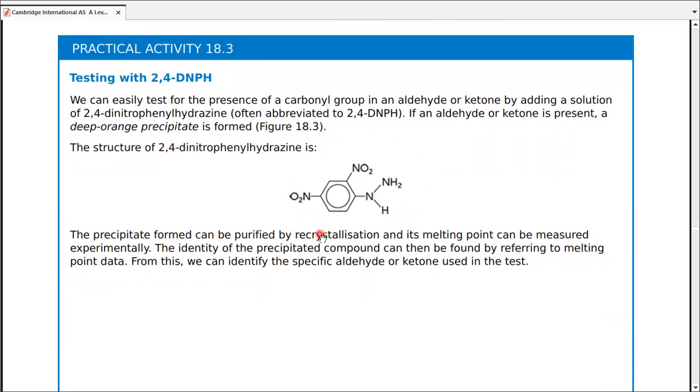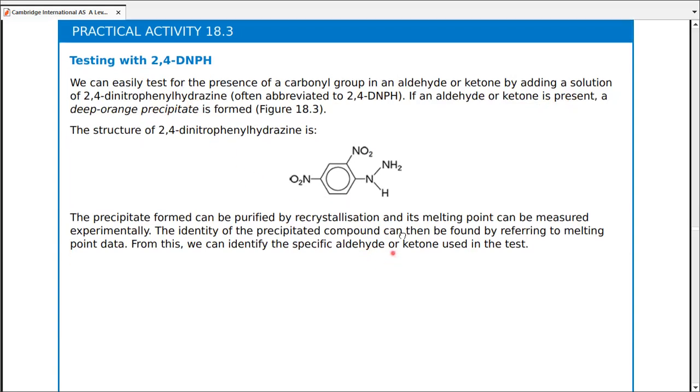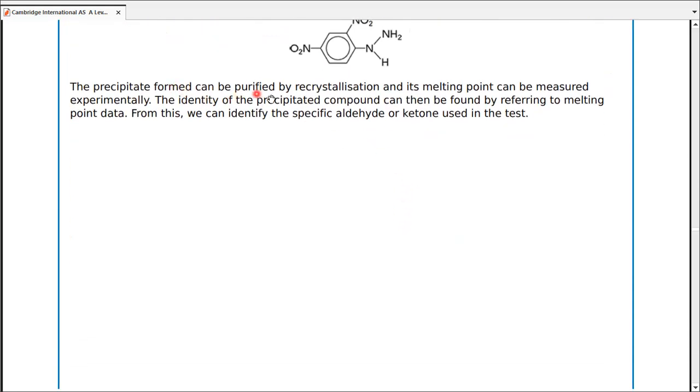Okay, so now we have a practical activity to explain the same thing, 2,4-DNPH testing with, this time we probably will use, what are we using over here? An aldehyde or ketone. They haven't specified anything. Now, if an aldehyde or ketone is present, a deep orange precipitate would form. If not, no precipitate would form. Now, the precipitate formed can be purified by recrystallization. Its melting point can be measured experimentally. The identity of the precipitated compound can then be found by referring to the melting point data, and this would give us the idea which aldehyde or ketone it was.